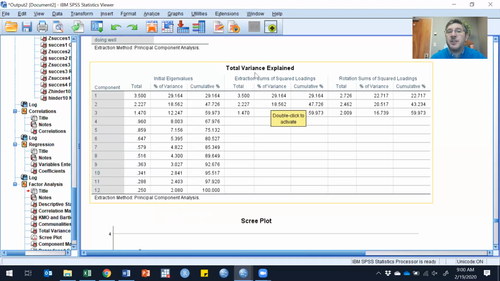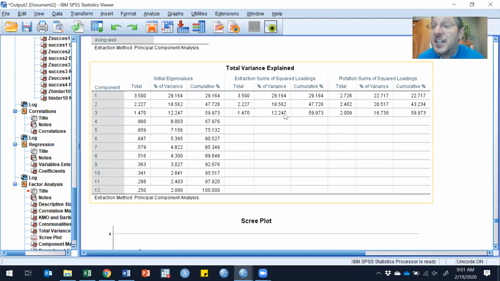So here's our total variance explained table. The first thing it lists are your eigenvalues for each of your components. The eigenvalues here are variance components. So it's saying that component 1 is explaining around 3.5 units of variance in the total variation in this item set.